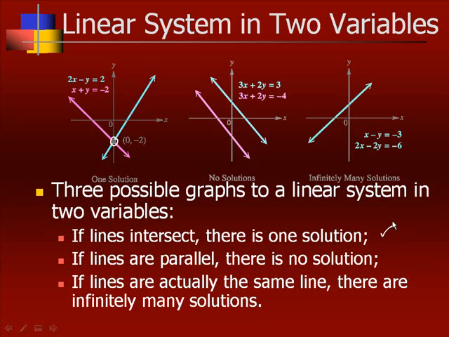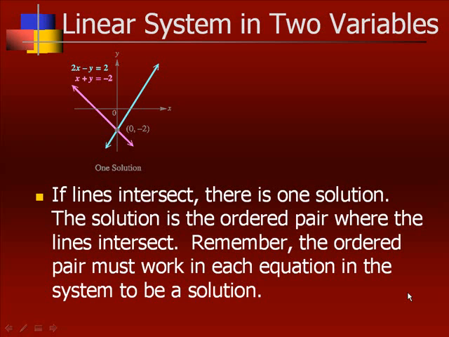Case 2 is sometimes we will graph and the lines will be parallel. In that case, there's no solution in common, so there is no solution. And the third case is we may graph the purple line, and then when we graph the blue line, it sits right on top of the first line. In that case, the lines are actually the same line, and we say that there are many solutions.